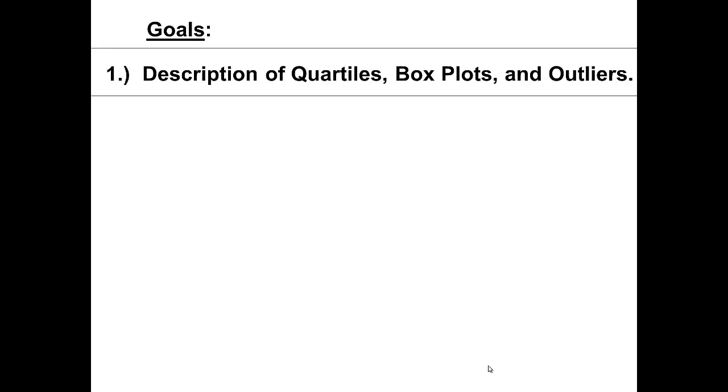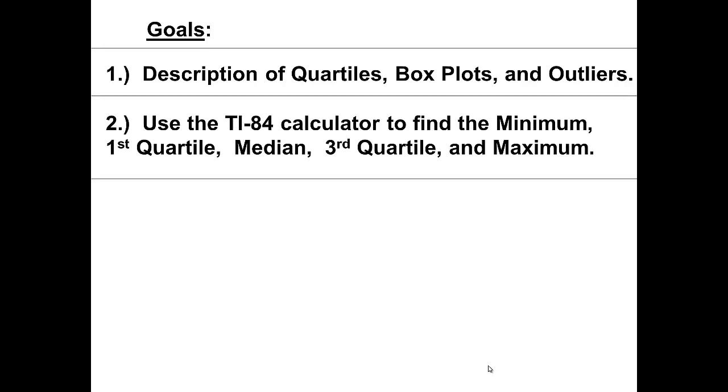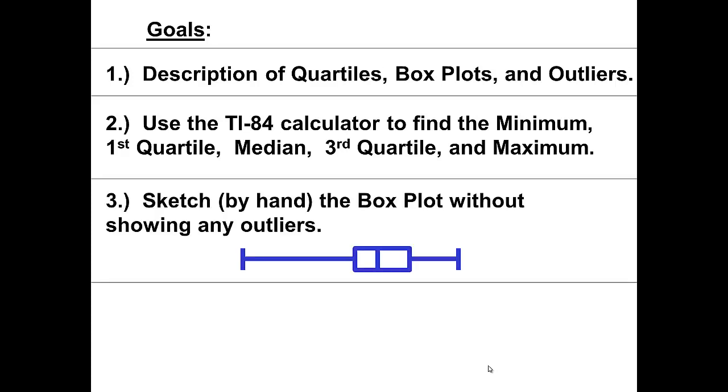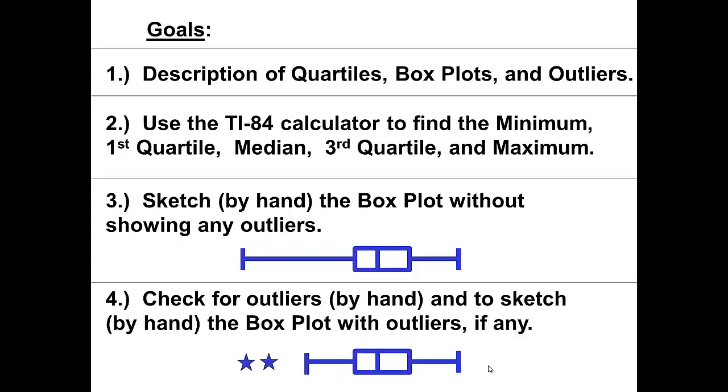Our goals for this series: description of quartiles, box plots, and outliers. Use the TI-84 calculator to find the minimum, first quartile, median, third quartile, and maximum. Sketch by hand the box plot without showing any outliers. Check for outliers by hand and sketch by hand the box plot with outliers, if any.